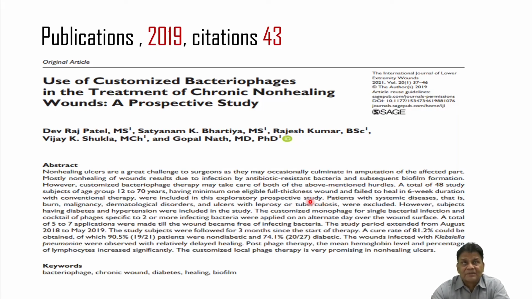So we published recently two papers. This paper was published on the basis of the first customized clinical trial, a prospective study in 2019. Until date, we have got 43 citations, and we are hoping that within 5 to 6 months it should cross 50, because I have to reach at least my H factor 49. If this paper goes to 49, six more, I shall be getting this one.